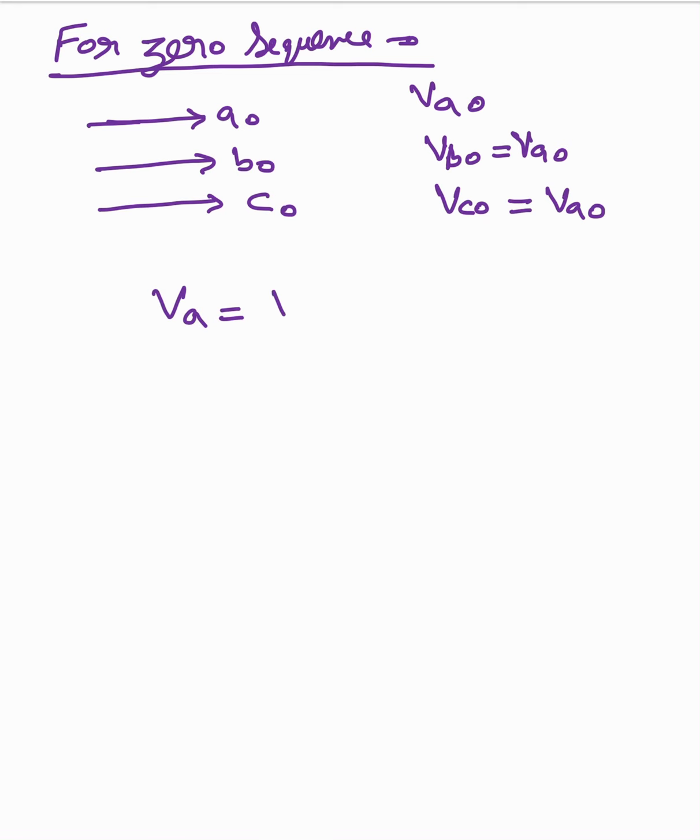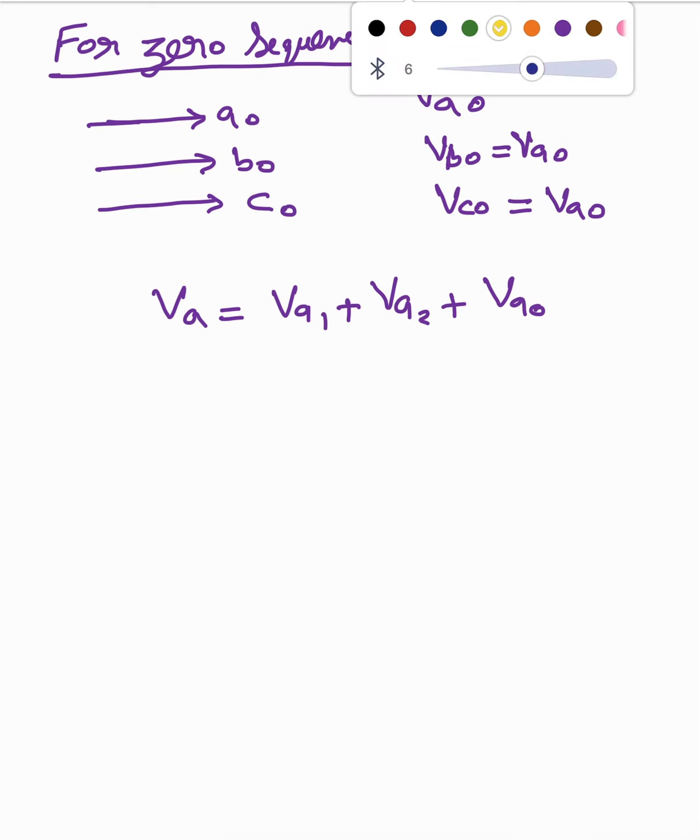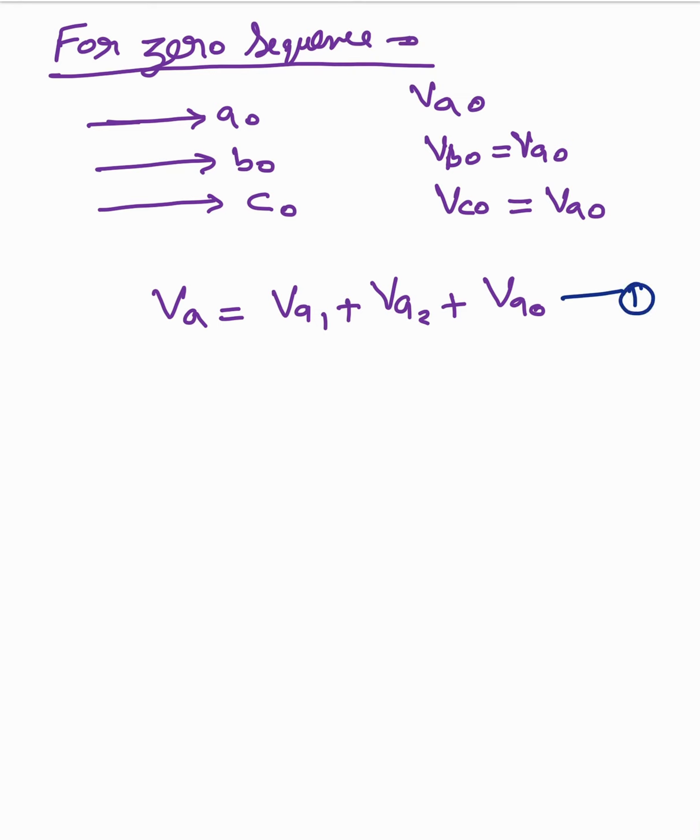So from that we can conclude that the positive, negative and zero sequences add up: VA is equal to the positive sequence voltage VA1 plus VA2 plus VA0. That is equation number 1.